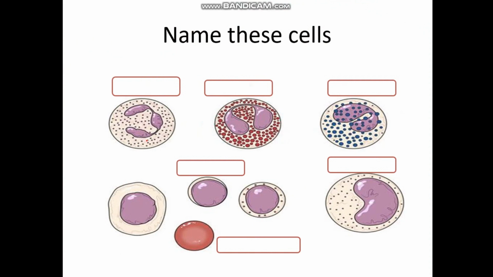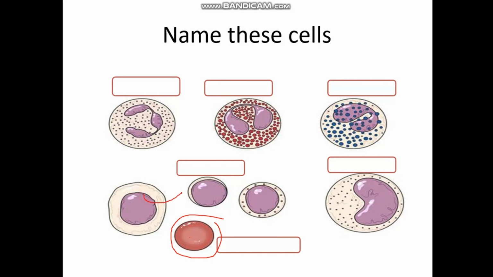Let's now name the cells. What is the name of this cell? This is a granulocyte. Why? Because it has a multi-lobed nucleus. And this cell also has a multi-lobed nucleus, so it is also a granulocyte. What is the name of this cell? This is a red blood cell. It does not have a nucleus and has a biconcave shape.